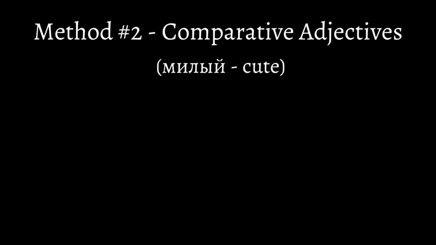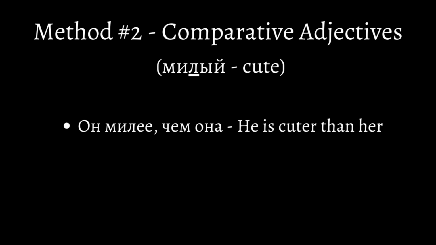Here, we have the adjective milly, which means cute. The stem of milly ends in L, so we use the first pattern. Он милее, чем она. He is cuter than her. Milly drops the ending and gets ye, being written in one form just like in English. It also uses чем and has ona, which is an object pronoun for her.